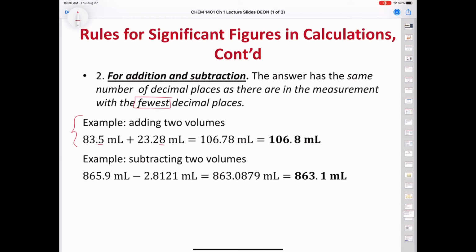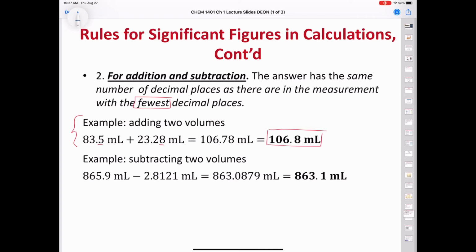And so since 83.5 only has 1 decimal place, so it's expressed to the tenths place, we can only express our final answer to 1 decimal place, or in this case, the tenths place. And so we round 106.78 to 106.8 milliliters.